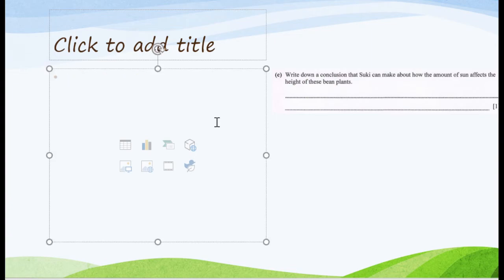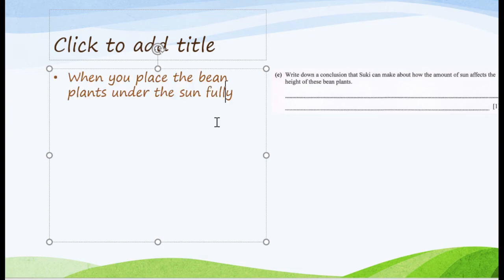When you place the bean plants under the sun fully, then the growth of the plant becomes faster, right? It grows faster. Yeah, you can say it like that.